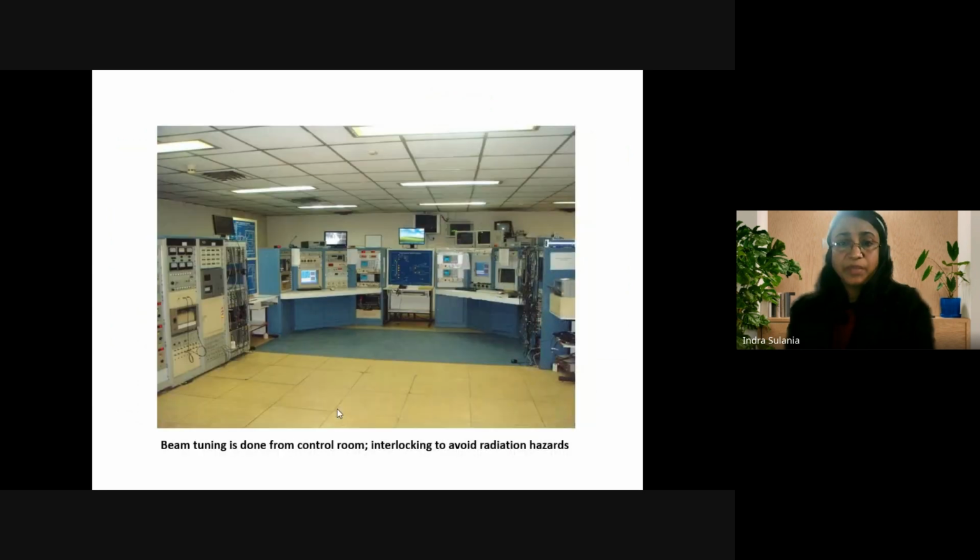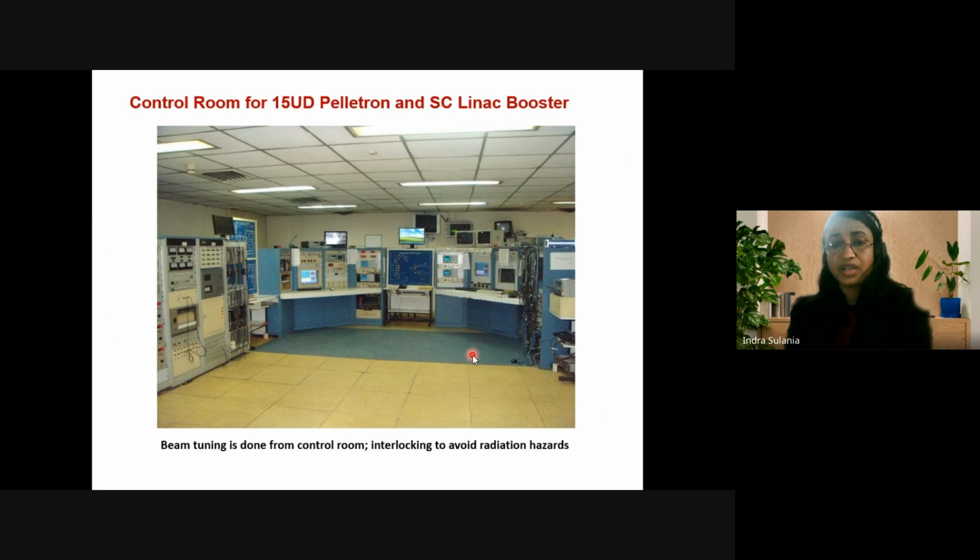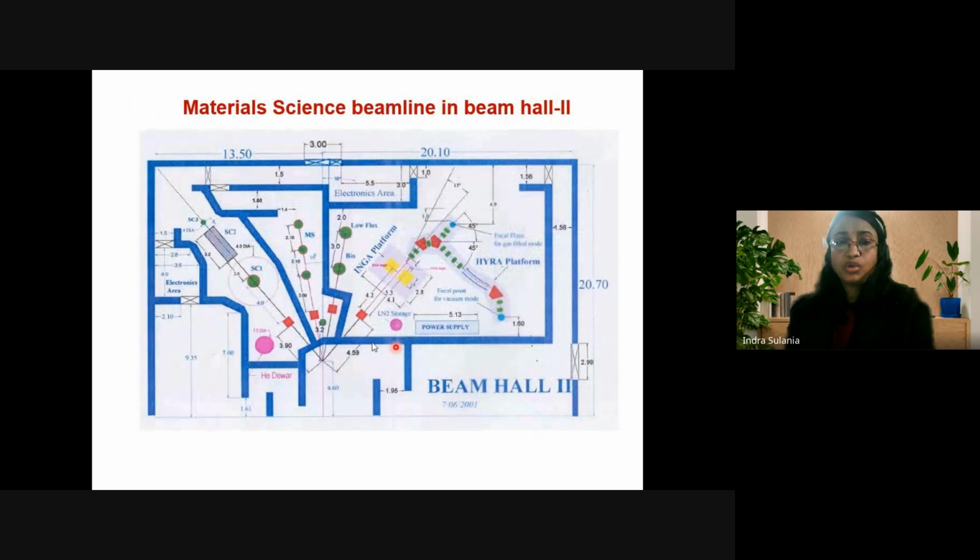So this is a control room from where the beam tuning is done, because these are all higher energetic ion beams and they produce radiation when they move very fast. So everything is done from the control room. And this is the layout. All the beam lines are separated from one place to another by thick lead blocks, so that one person doing an experiment here will not allow the other person to be interacted with the radiation.